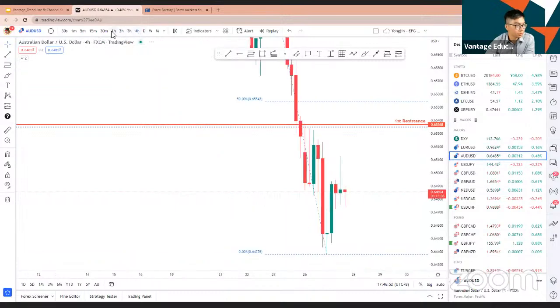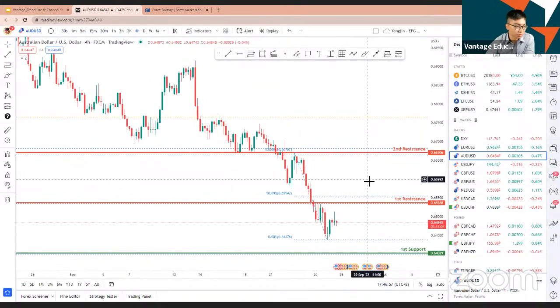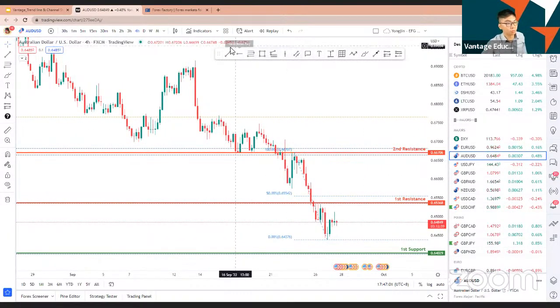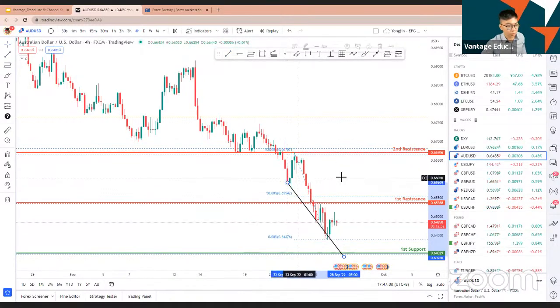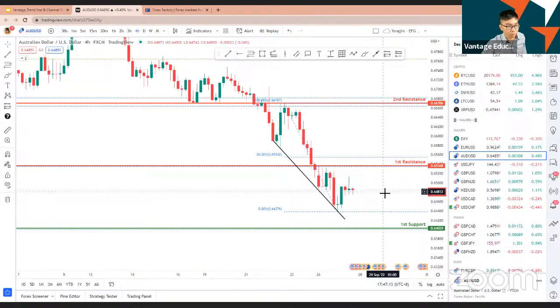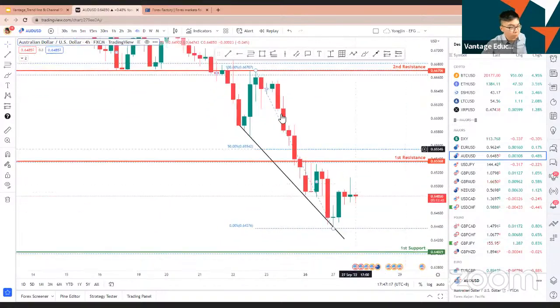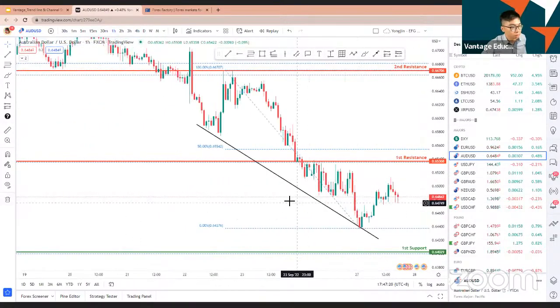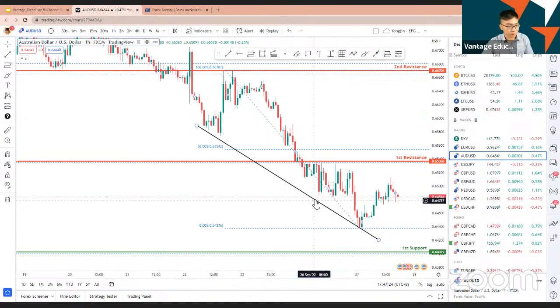We take a look at the 4 hours first. Okay, it's very strong. Let's see whether there's any trend line to be drawn. Okay, we have one, a pretty nice one. Let me adjust it to the 1 hour. We don't see it on the 1 hour, so it's invalid.